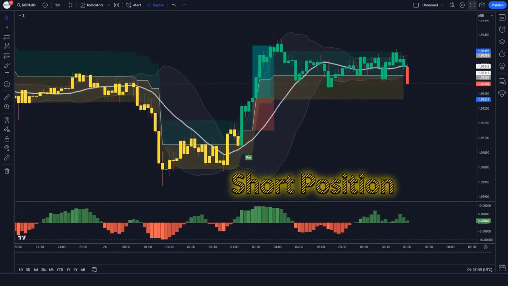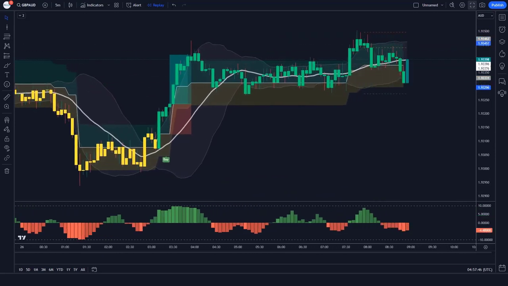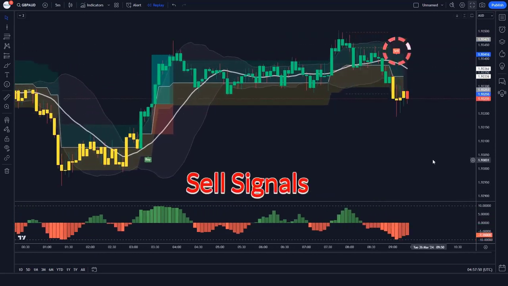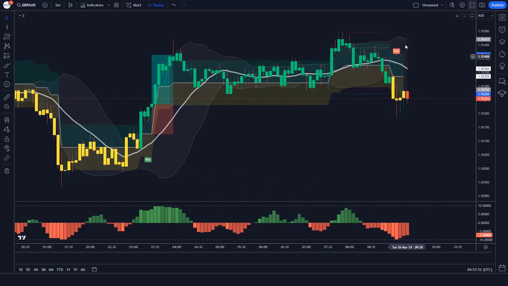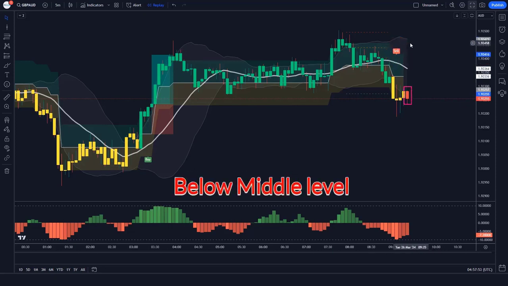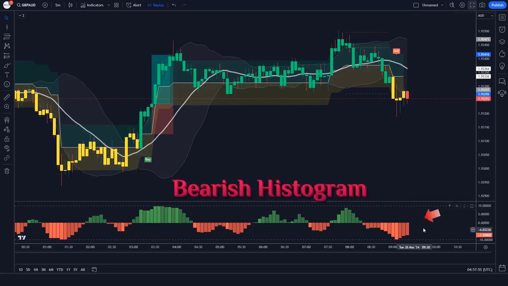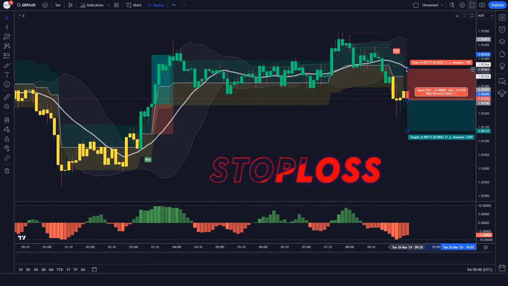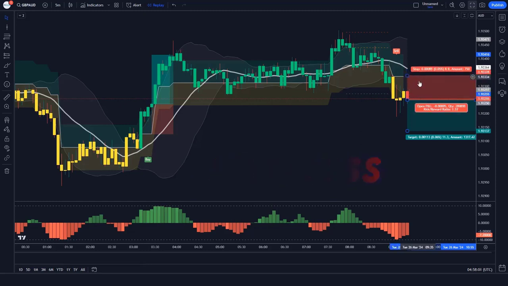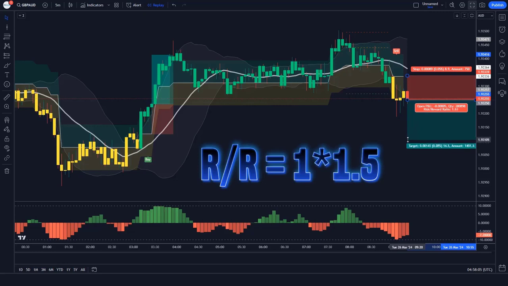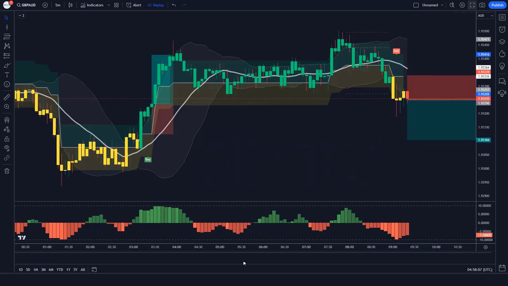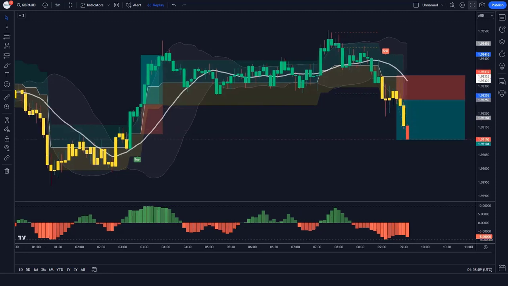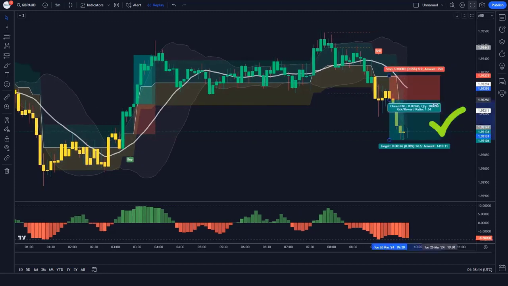Let us now understand the short position. When the power trend volume range indicator gives us sell signals, the market should close with a bullish candle and above the middle level of the 5 EMA indicator. And the histogram of power oscillator indicator should be bearish histogram. If this condition is fulfilled then we will place a sell order. Our stop loss will be placed at the higher level of the 5 EMA indicator. And the risk to reward ratio will be 1 to 1.5. The market has completely hit the target.